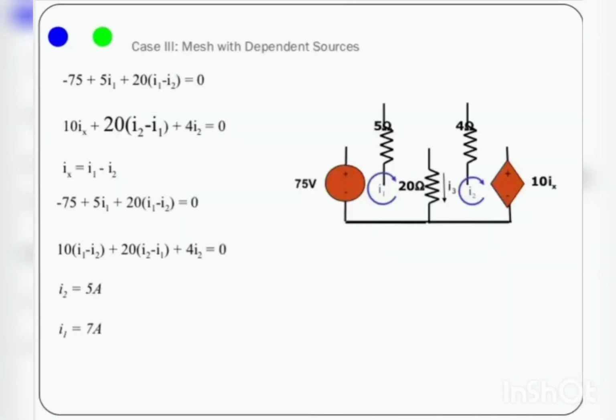Case 3: mesh with dependent sources. Minus 75 plus 5 I1 plus 20 (I1 minus I2) is equal to 0. 10 Ix plus 20 (I2 minus I1) plus 4 I2 is equal to 0. Ix is equal to I1 minus I2. Then I2 is equal to 5 amperes and I1 is equal to 7 amperes. Then Ix is equal to 2 amperes, which we can find from this given circuit.